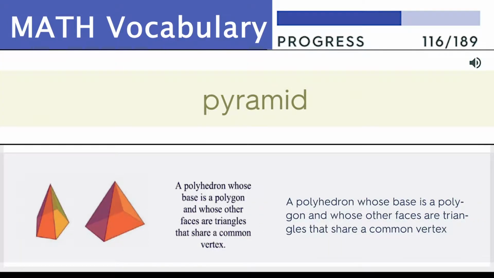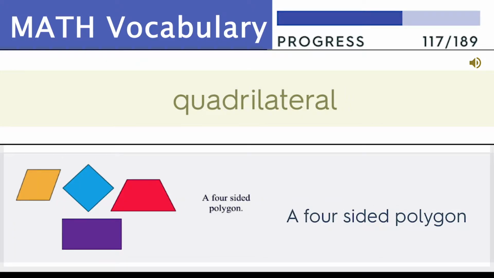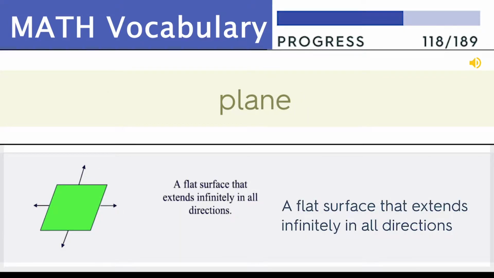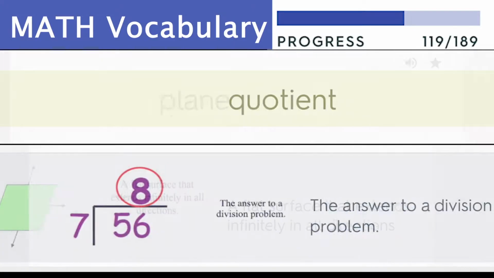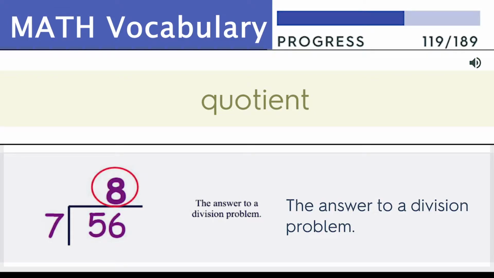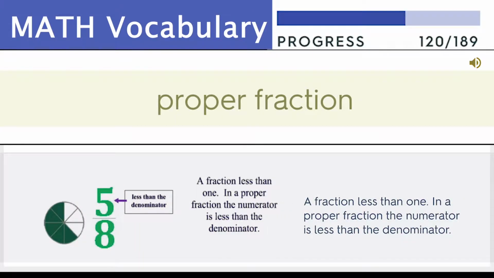Pyramid. A polyhedron whose base is a polygon and whose other faces are triangles that share a common vertex. Quadrilateral. A four-sided polygon. Plane. A flat surface that extends infinitely in all directions. Quotient. The answer to a division problem. Proper fraction. A fraction less than 1. In a proper fraction, the numerator is less than the denominator.